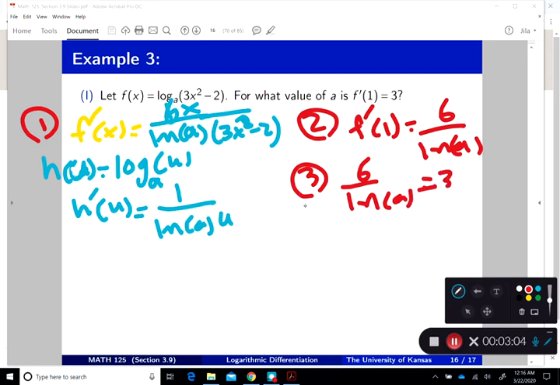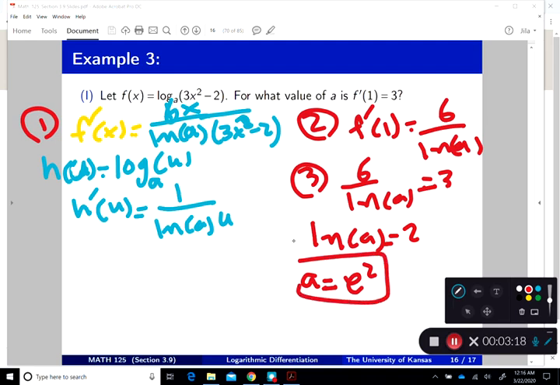So natural log of A is going to be equal to 2 according to this. And then A has to be equal to, what's the base? The base is e to the power 2. And that's the answer.